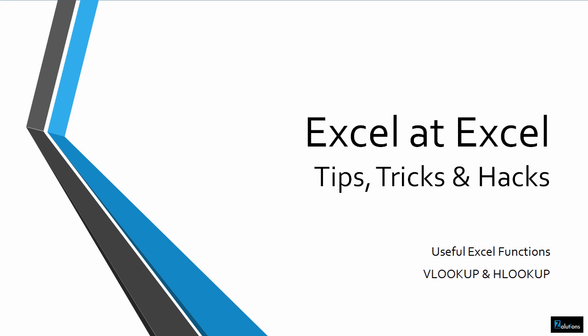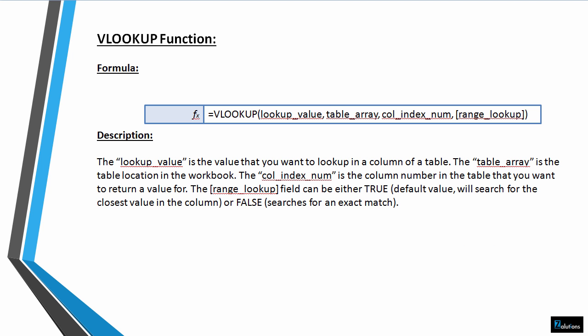In this video, we will cover useful Excel functions, Lecture 2, VLOOKUP and HLOOKUP. The VLOOKUP function is used to look up a value in one column of a table utilizing information from another column of the table. The formula is given as =VLOOKUP(lookup_value, table_array, col_index_num, range_lookup).